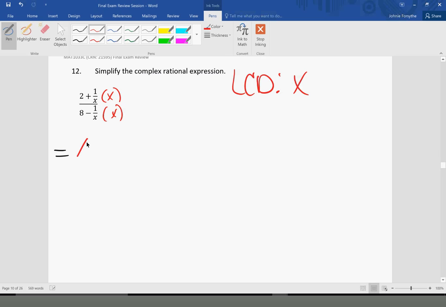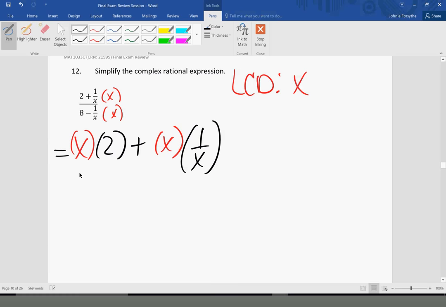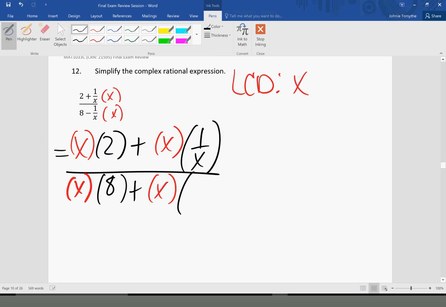So we're going to have x times 2 plus x times 1 over x, all divided by x times 8 plus x times, no, that's a minus, sorry guys. This is a minus, like that. So we distributed this x with every single term in the numerator and denominator.